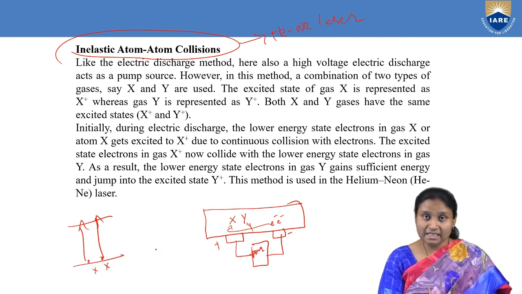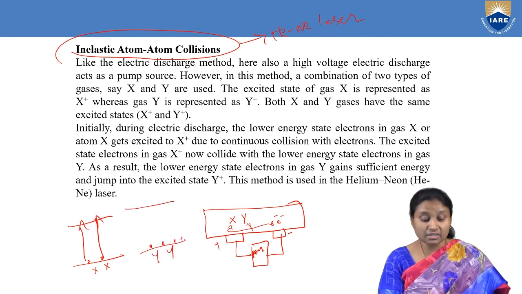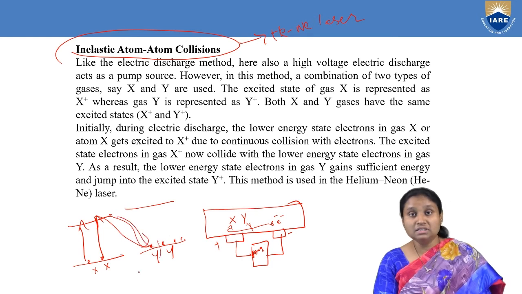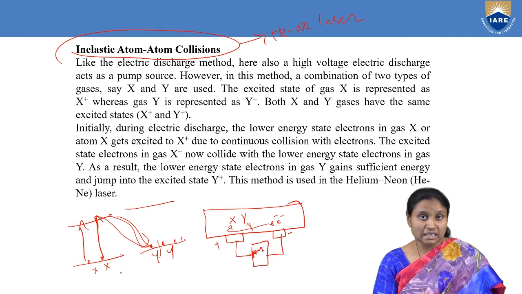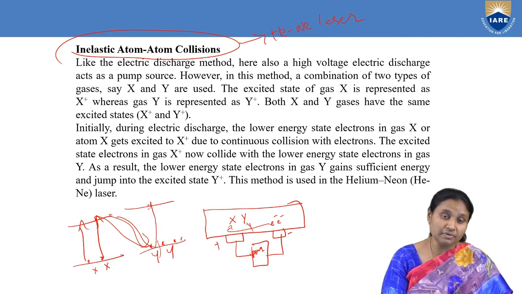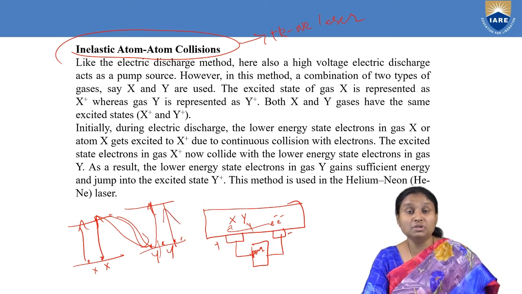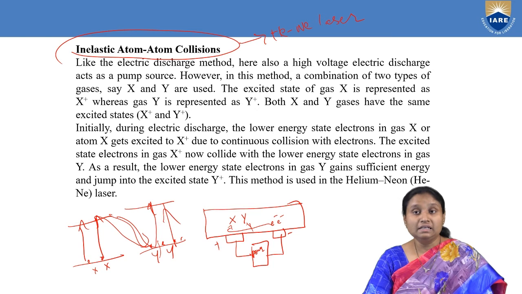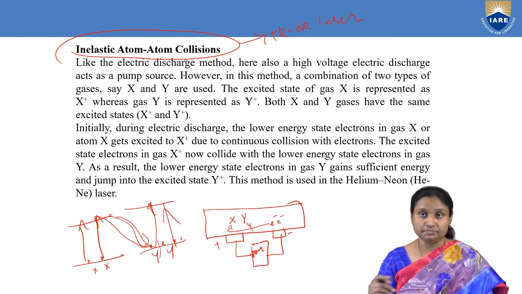Now these excited X atoms are going to collide with the Y atoms which are in the ground state. Here collision is taking place between X atoms and Y atoms. These X atoms give their complete energy to Y atoms. Now these Y atoms will go to higher state. So you are exciting atoms by collision with other excited atoms. This phenomenon is called atom-atom collision.